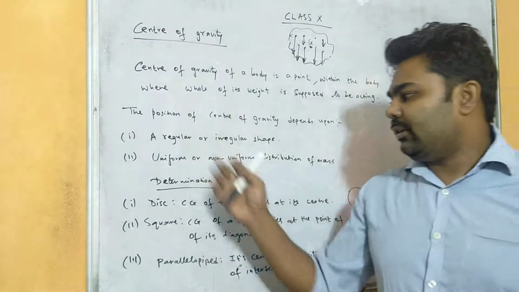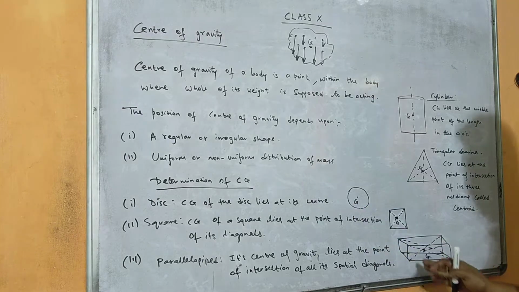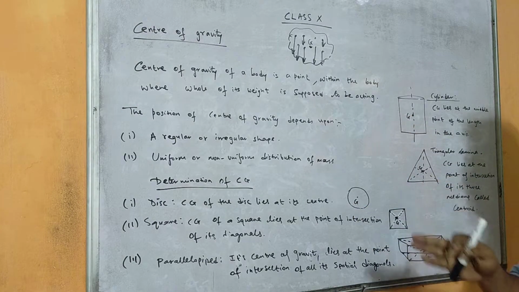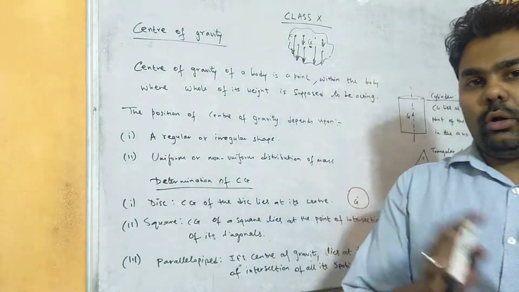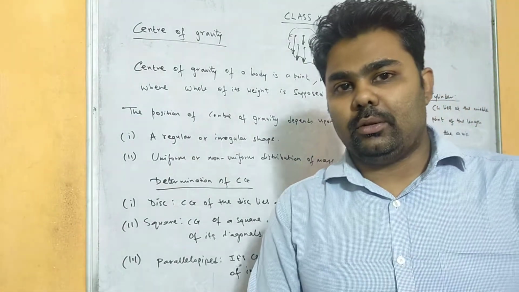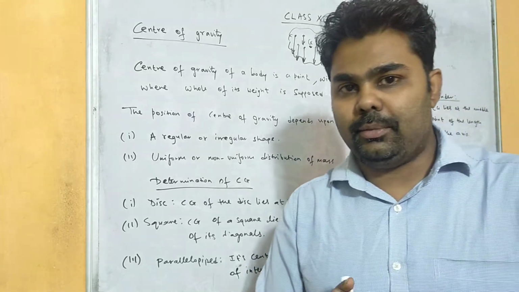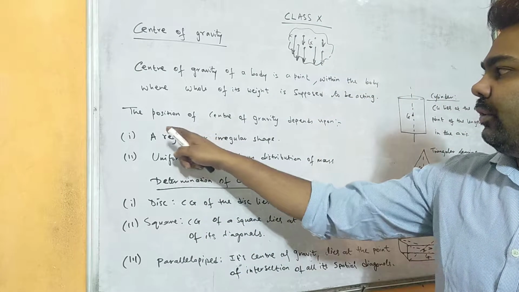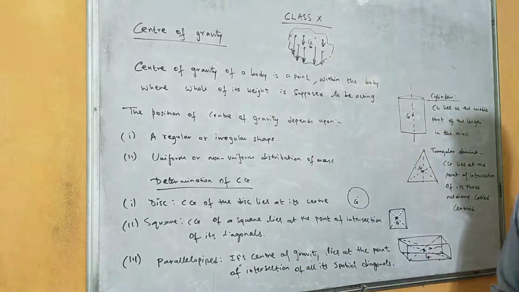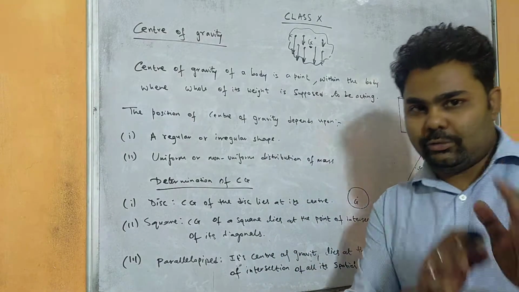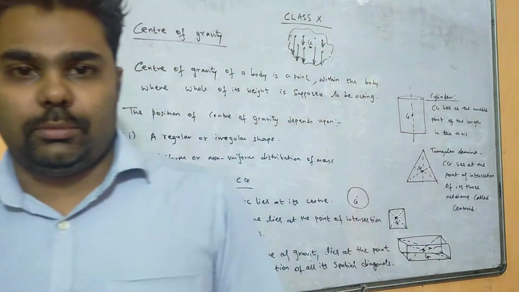Now if it is a regular shape, we can easily find its center of gravity, like a circle or a sphere, square, parallelepiped, cylinder, triangle. Also it depends upon the distribution of mass, whether the distribution of mass is the same or not. So these are the two factors on which the position of center of gravity depends, and these are examples of regular bodies. Next we will see how to determine the center of gravity of an irregular object.